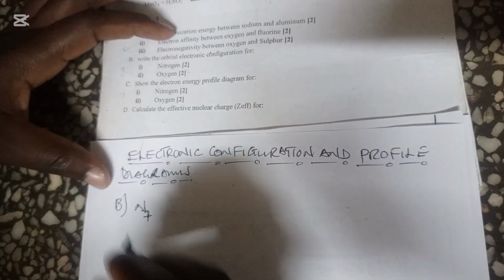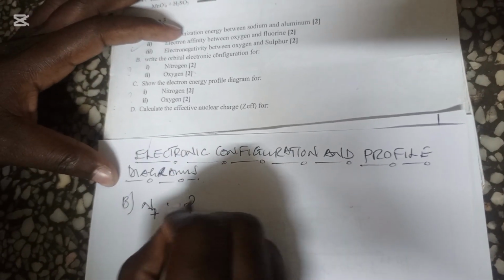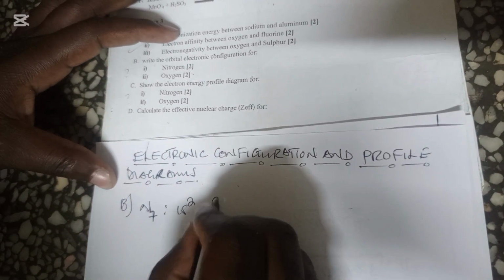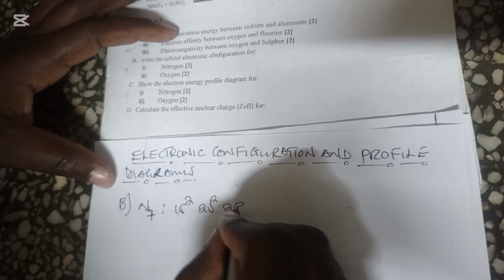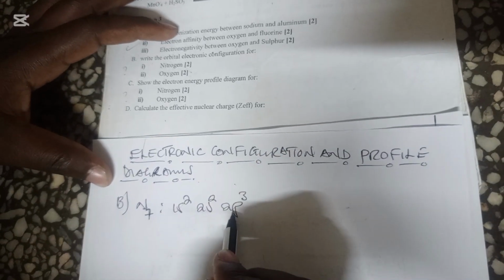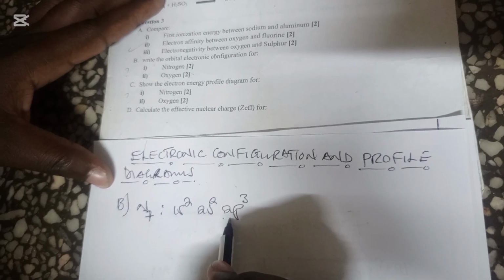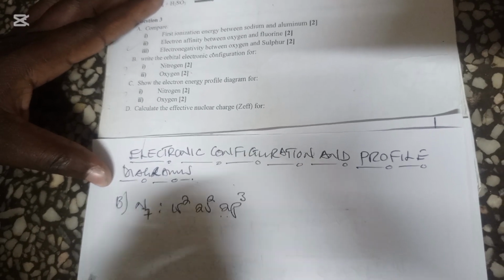the configuration. The configuration for nitrogen is 1s2, 2s2, and 2p3. Now this is condensed. What they want is the orbital, not condensed. So how do we write the orbital diagram?